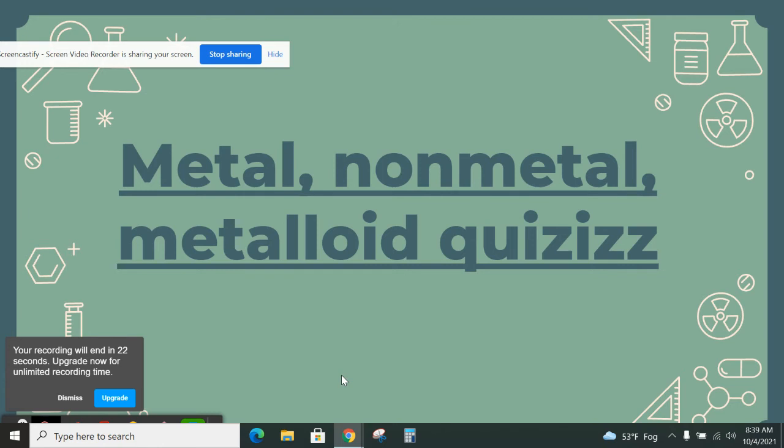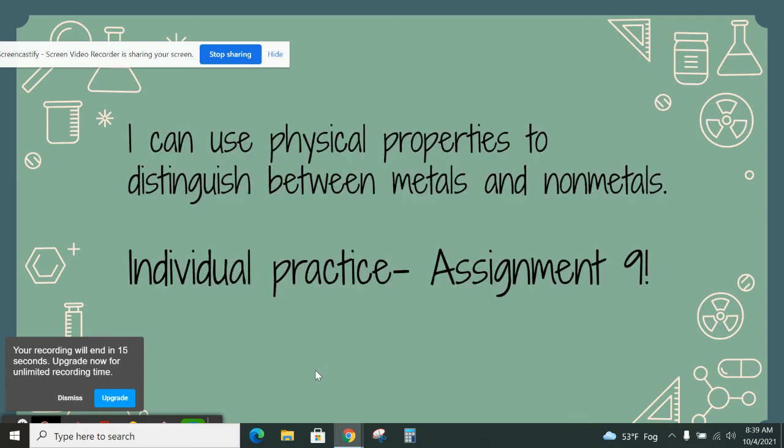Students will be working on a quiz to reinforce and review this information. I will post a link to that as well. And then finally, our learning target: to use physical properties to distinguish between metals and nonmetals. The only practice assignment for the week is assignment number 9.